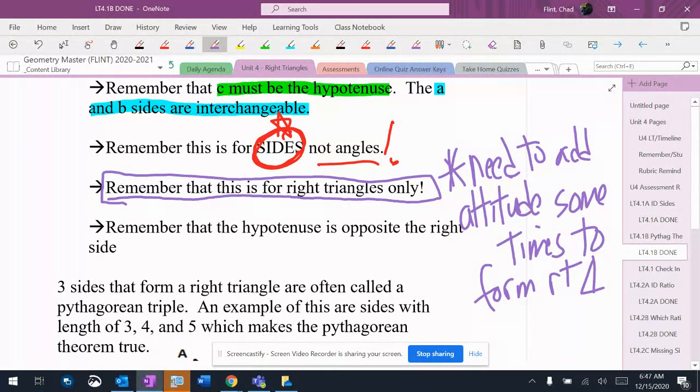And then it reminds you that the hypotenuse is opposite the right. That does not make sense. It's opposite the right angle. Sorry about that. Again, it's opposite the right angle. So we have to make sure that we remember that right there: opposite the right angle.